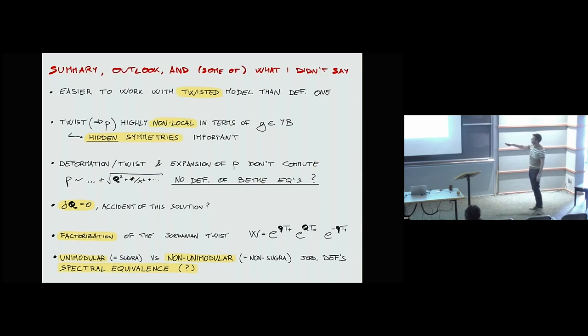You probably remember that the twist for the Jordanian deformation was depending on two charges that I called big Q and small q, but only the big Q was entering the classical spectral curve. So one way to understand why the small q was not playing a role is this.